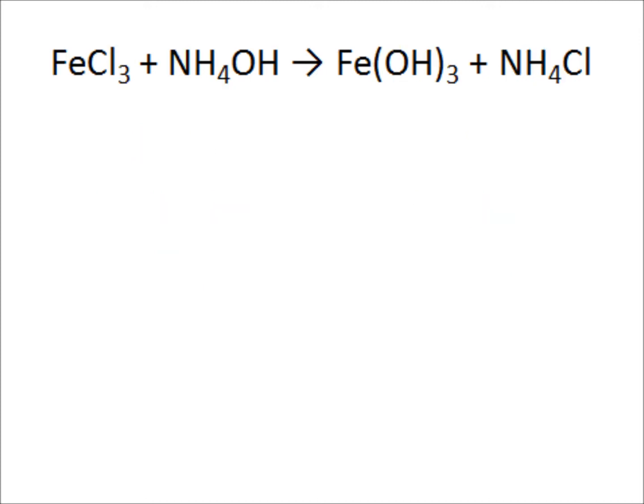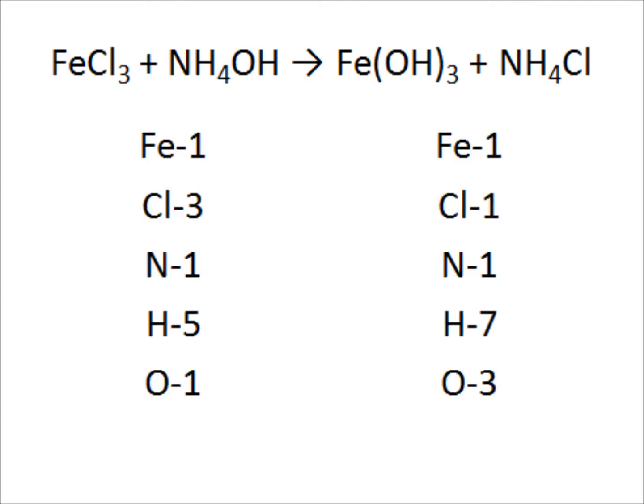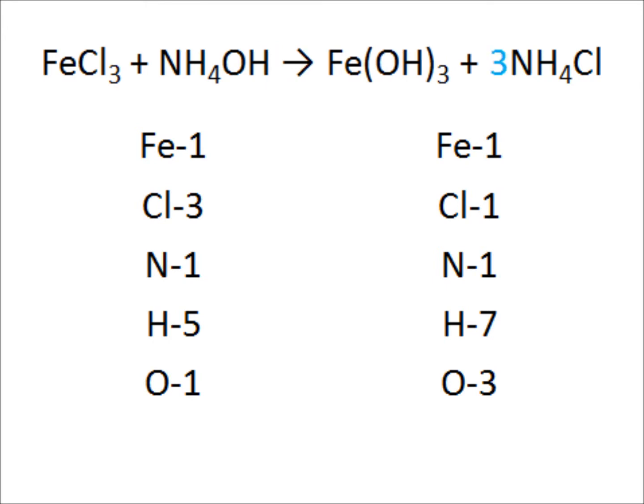Alright, so in this equation we have iron trichloride and ammonium hydroxide reacting to form iron 3 hydroxide and ammonium chloride. On the reactant side we have 1 iron, 3 chloride, 1 nitrogen, 5 hydrogen, and 1 oxygen. And on the product side we have 1 iron, 1 chloride, 1 nitrogen, 7 hydrogen, and 3 oxygen. So the first thing we're going to want to do is balance the chlorides. Since there's less on the product side, we're going to put a 3 next to where the chlorides are.